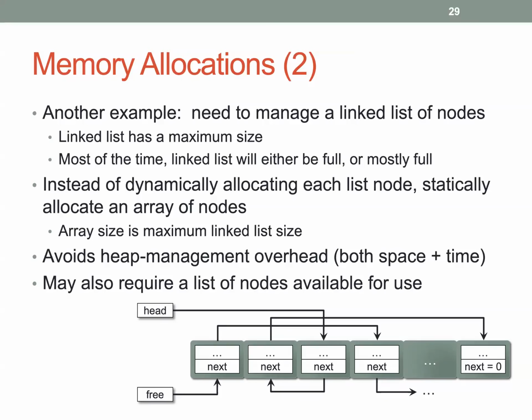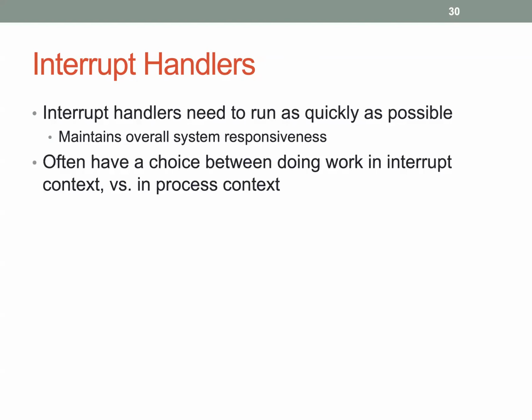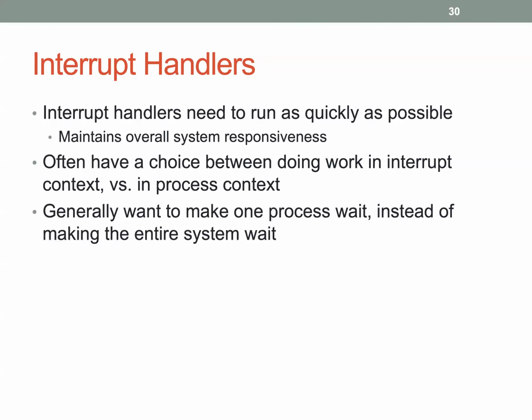Okay? Very valuable. Now, as far as interrupt handlers, I think this is the last thing to talk about. We're going to go over time a little bit. Handlers need to run as quickly as possible. And so you oftentimes are faced with a choice between doing work in interrupt context or doing it in process context. And if you think about that, if you do it in process context, that one process is slower. If you do it in interrupt context, everybody is slower. So almost always when you have a choice, you do work in process context to save work in interrupt context.